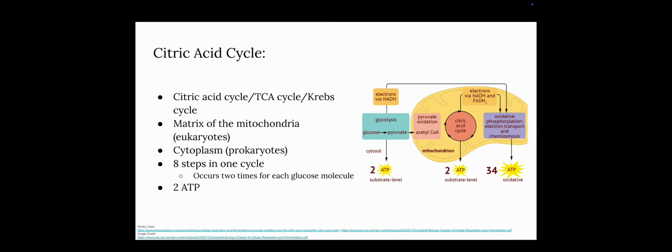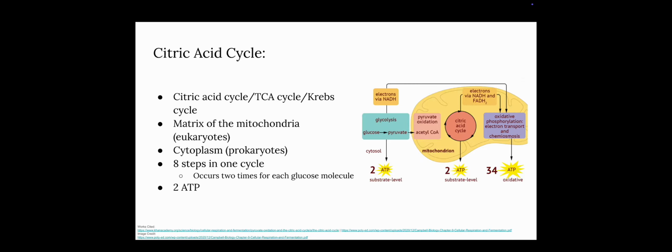This is the second out of 3 stages of cellular respiration and it goes by 3 different names: the citric acid cycle, the TCA cycle, or the Krebs cycle. They all refer to the same thing. This process takes place in the matrix of the mitochondria in eukaryotes, like humans, but in the cytoplasm of prokaryotes. There are 8 stages, and as it says in its name, it is a cycle. It occurs 2 times for each glucose molecule, so we produce a net 2 ATP.